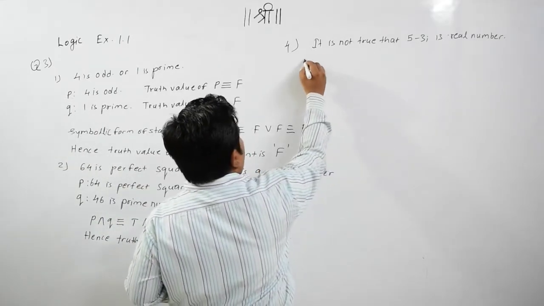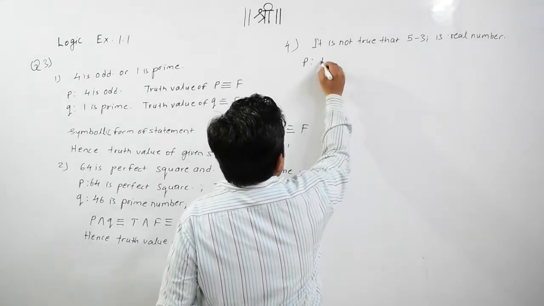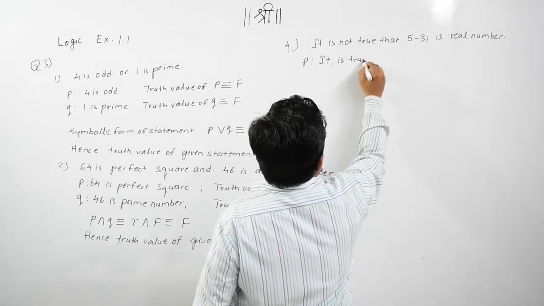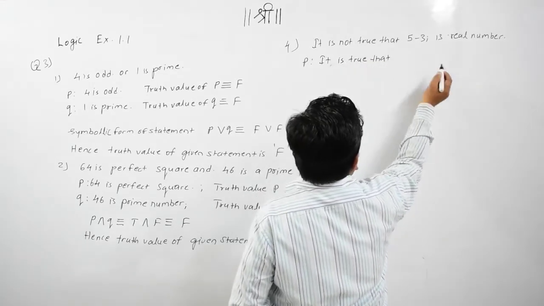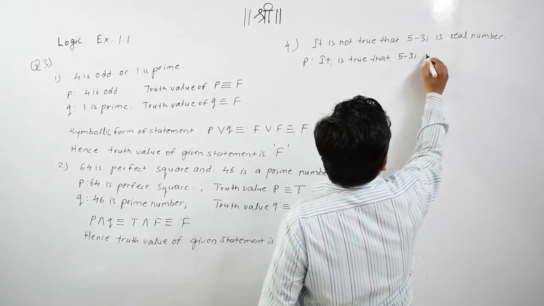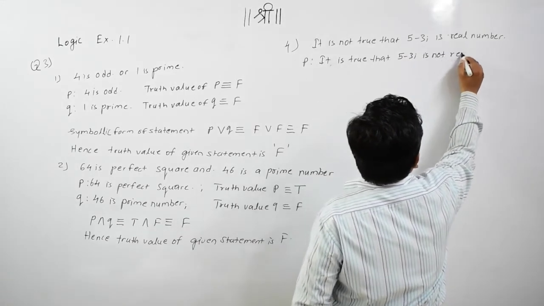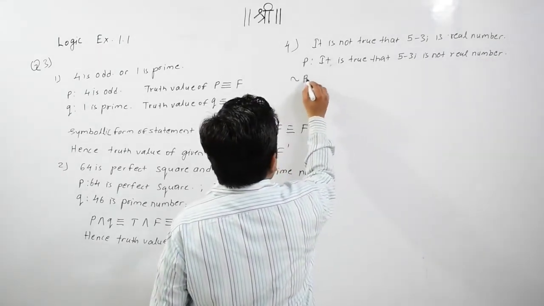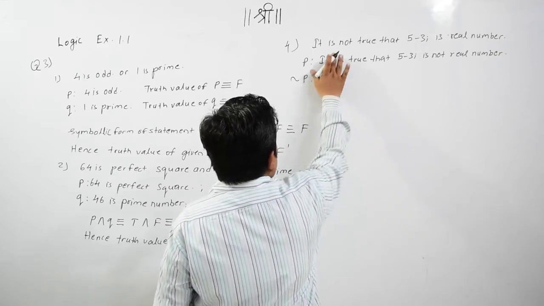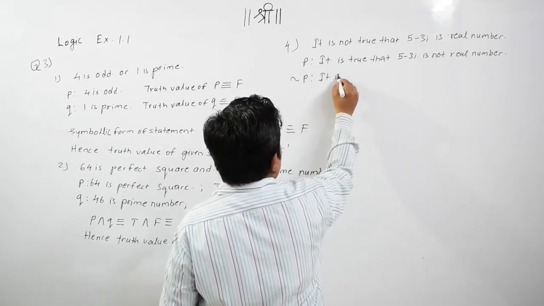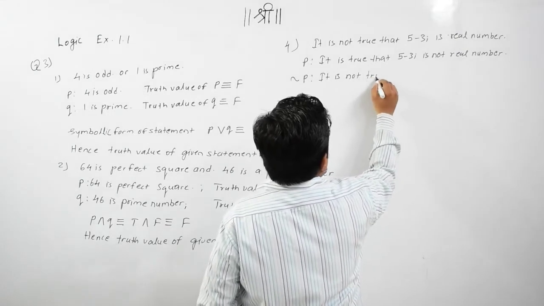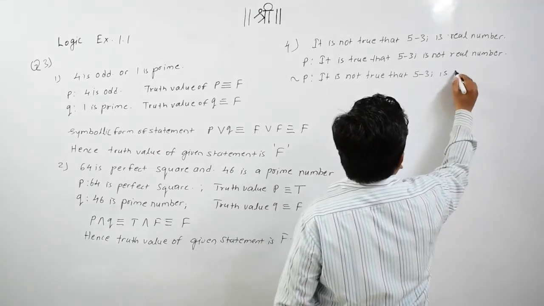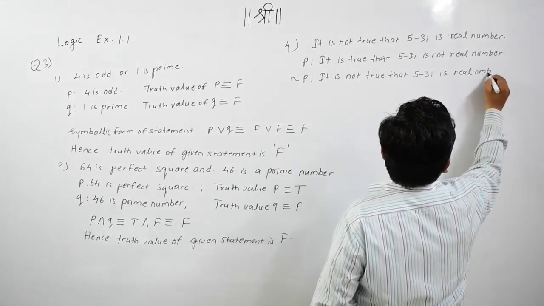Now here what is P? P is simply that 5 minus 3i is not a real number. And the negation of P says that it is not true that 5 minus 3i is a real number.